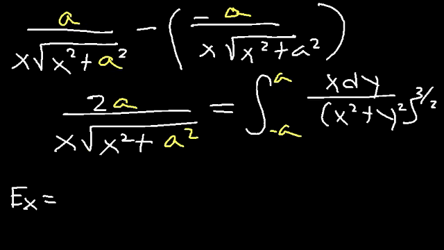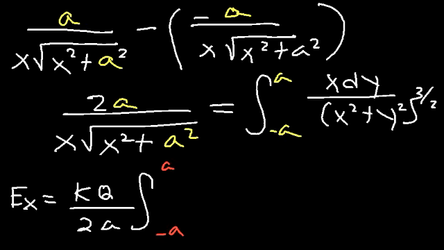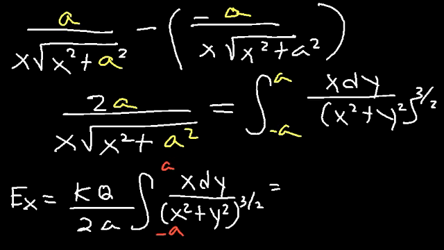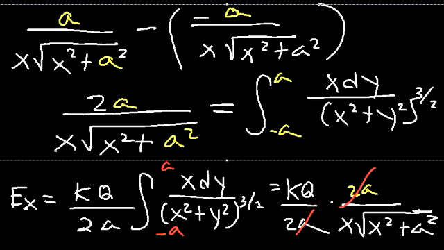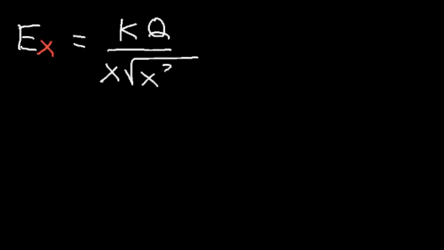We said that E sub x is equal to kq divided by 2a times the integral from negative a to a of x dy over x squared plus y squared raised to the 3 over 2. So we have the value of this integral, which is this. We just got to multiply it by k over 2a. So this is equal to kq divided by 2a times 2a divided by x square root x squared plus a squared. So we can cancel 2a. Therefore, E sub x, the electric field in the x direction, is equal to kq divided by x times the square root of x squared plus a squared.